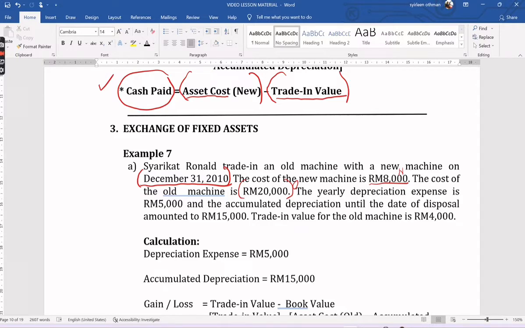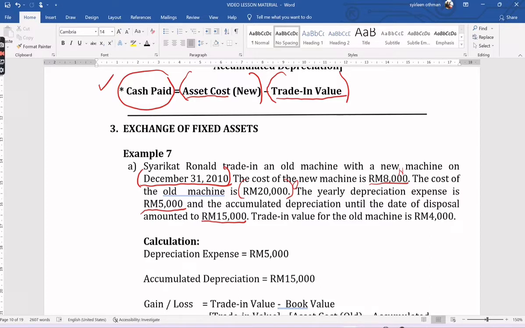No, you need to find the net book value dulu, baru kita boleh tentukan sebenarnya kita kena top up ataupun tidak. Alright. Okay, the yearly depreciation expense ialah 5,000. Okay, dia dah bagi so kita tak perlu kira. And the accumulated depreciation until the date of the disposal amounted to 15,000. Okay, dia dah bagi tahu anda.